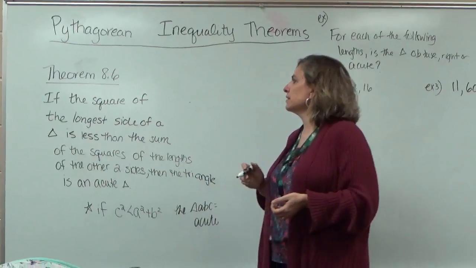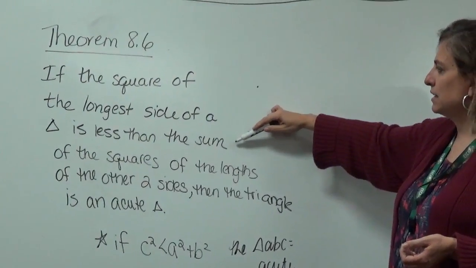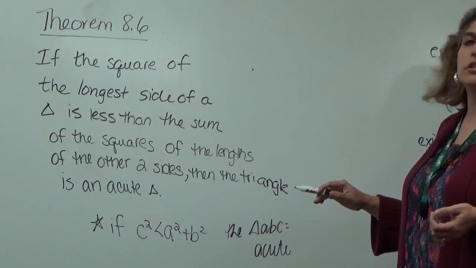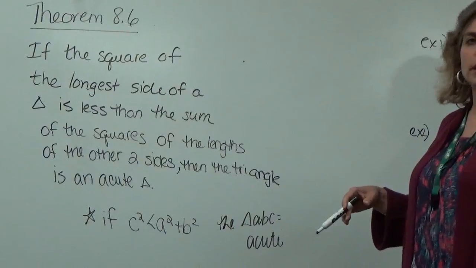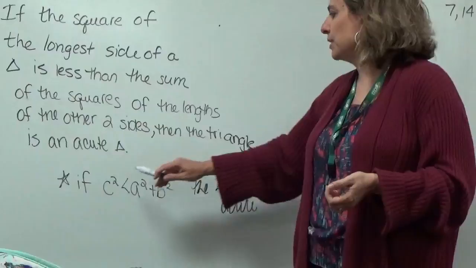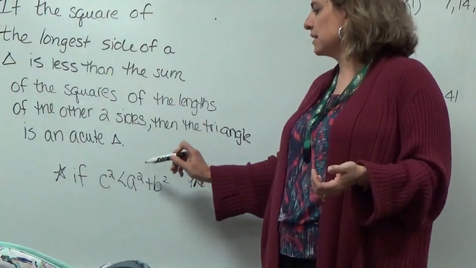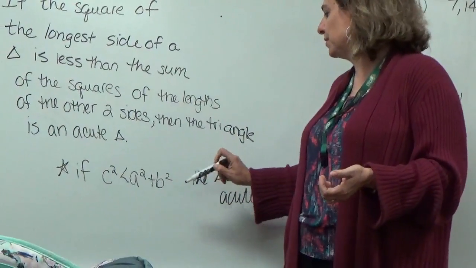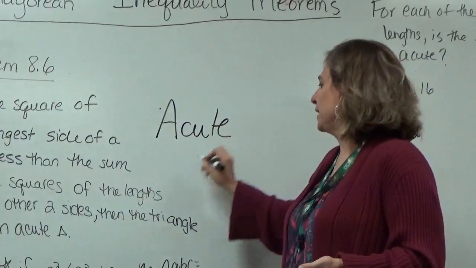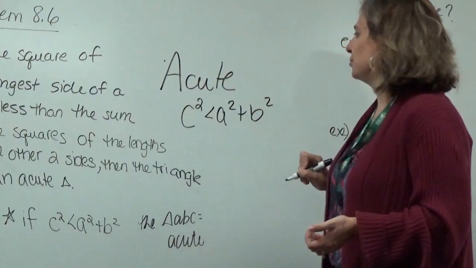Theorem 8.6. This says, write this down. If the square of the longest side of a triangle is less than the sum of the squares of the lengths of the other two sides, then the triangle's acute. So we can tell if the triangle's acute by the lengths of the sides. What you're going to do is figure out a squared, b squared, and c squared. When you do all that, if c squared is less than those two combined, a squared plus b squared, you know it's acute. So this is an acute triangle. And I'm going to write it again. When c squared is less than a squared plus b squared, it's acute.